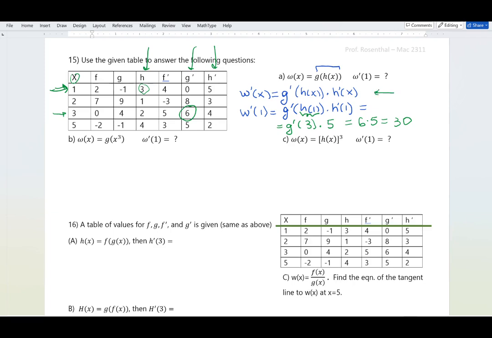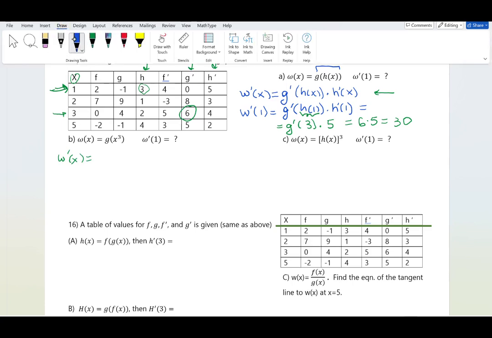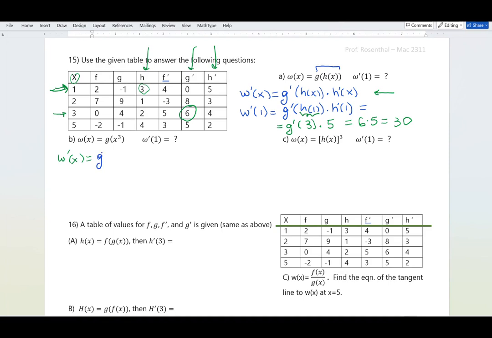Okay, how about part B? We have g of x cubed, and we're supposed to find the derivative of this function at the point 1. Once again, we're going to use the chain rule. So the derivative of the given function equals, so differentiate the outside one first, leaving the inside the same. So g prime of x cubed times the derivative of the inside, which is 3x squared.